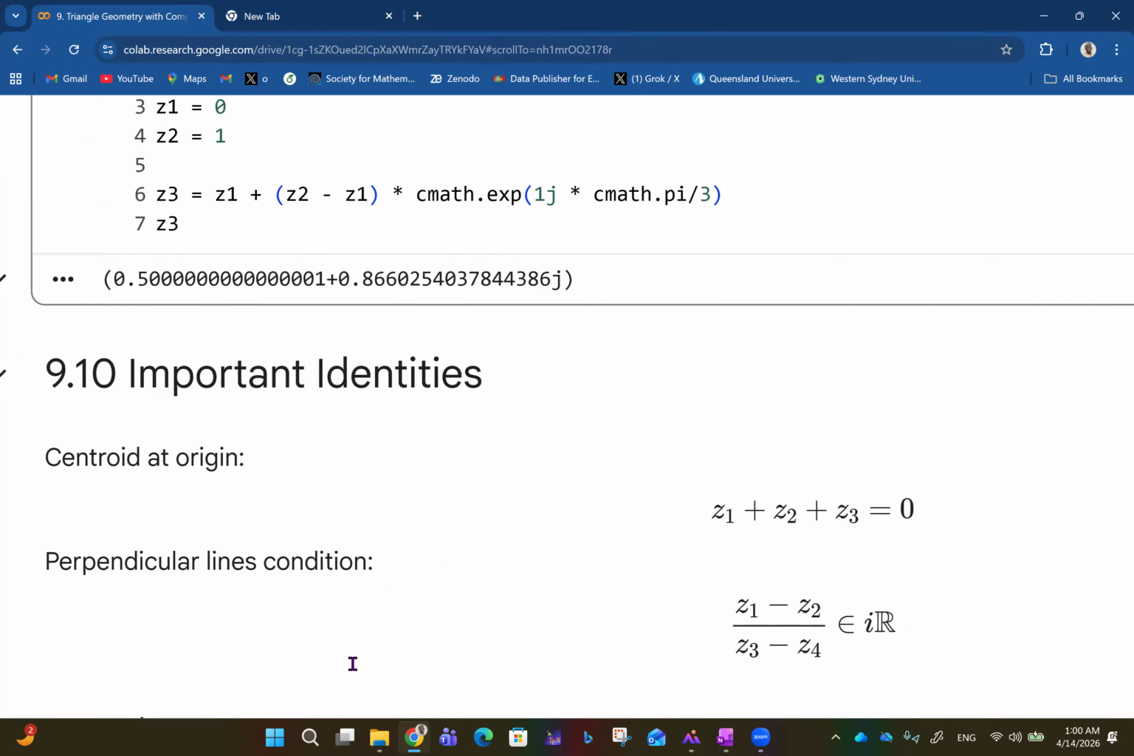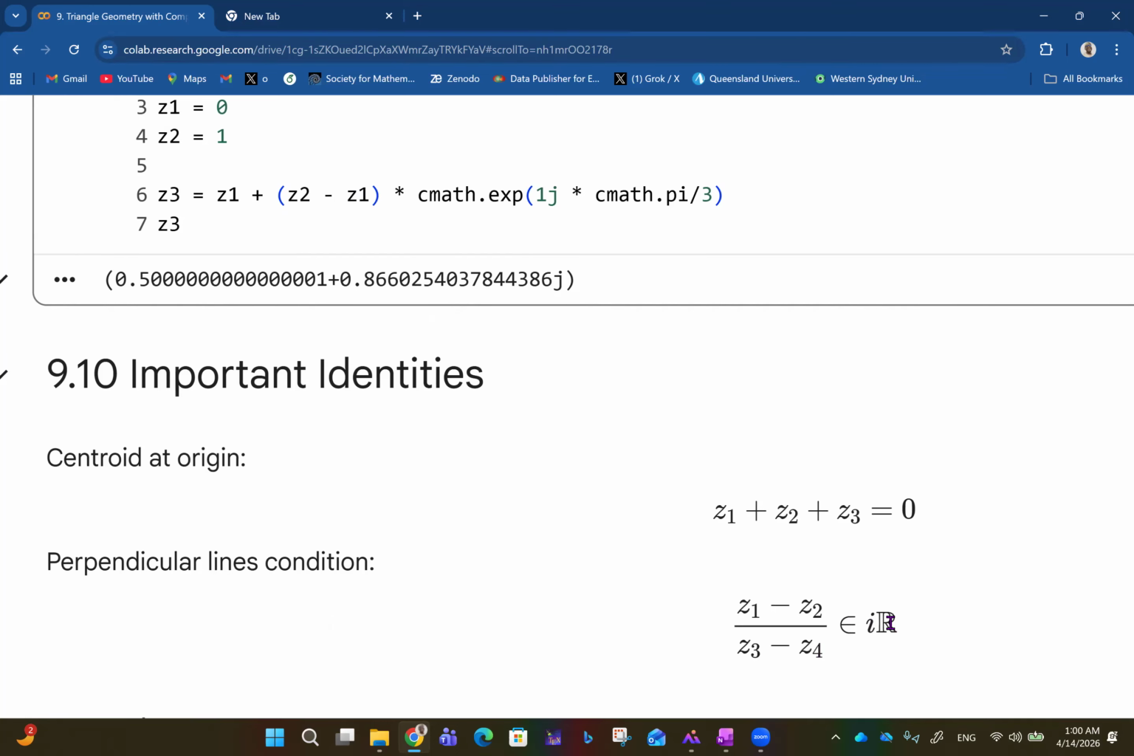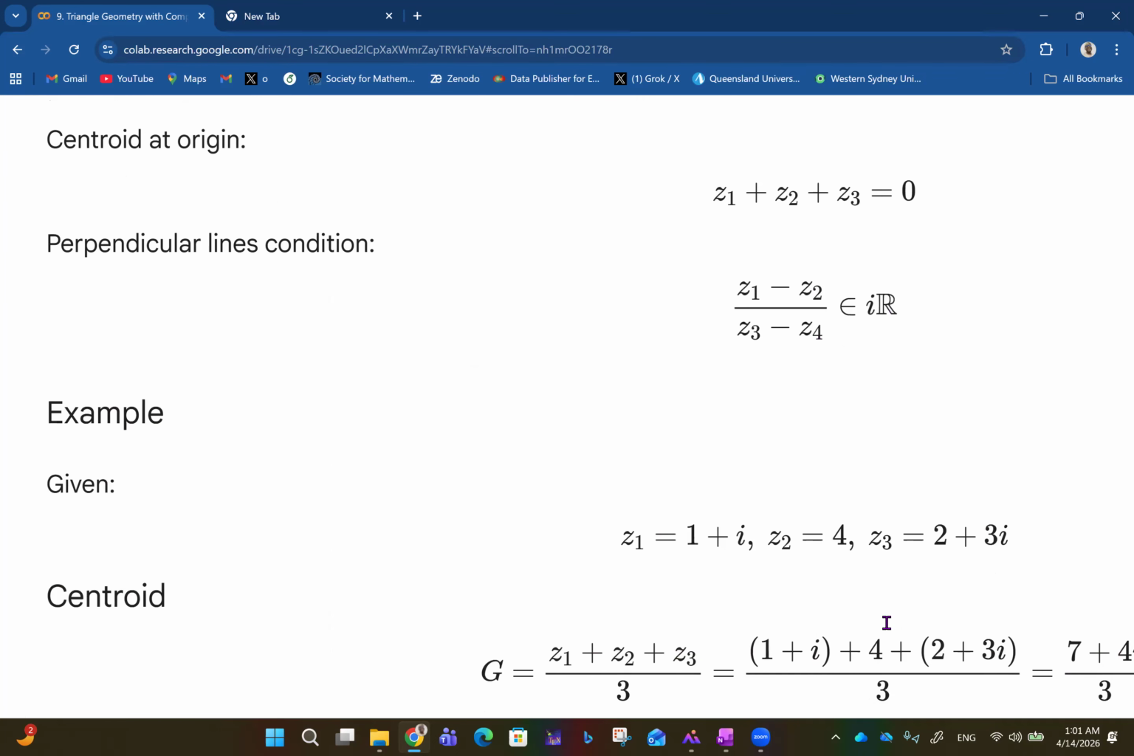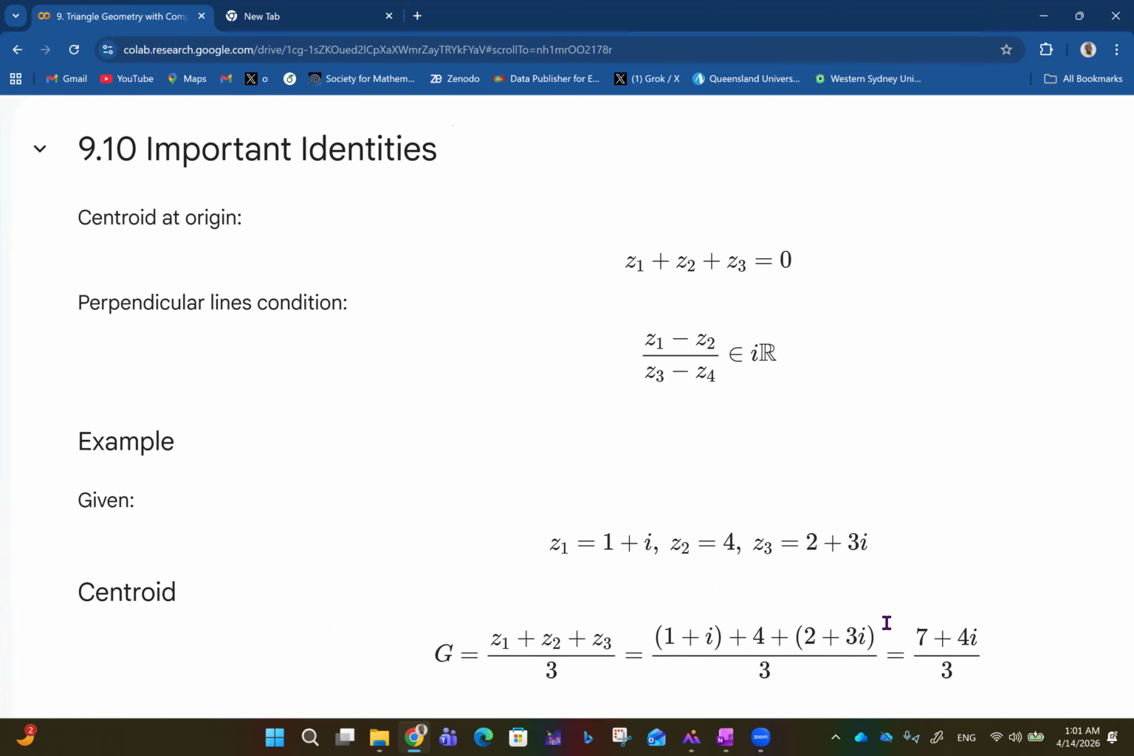Centroid at origin: the centroid is at the origin when Z1 plus Z2 plus Z3 equals 0. Perpendicular lines condition: (Z1 minus Z2) over (Z3 minus Z4) belongs to iR, so it's purely imaginary. For collinearity, the case was real, right? But this one is iR like this. So you have an example here. Given Z1 is 1 plus i, Z2 is 4, Z3 is 2 plus 3i. The centroid will be (Z1 plus Z2 plus Z3) over 3. Add it all up, you have (7 plus 4i) over 3, like that.